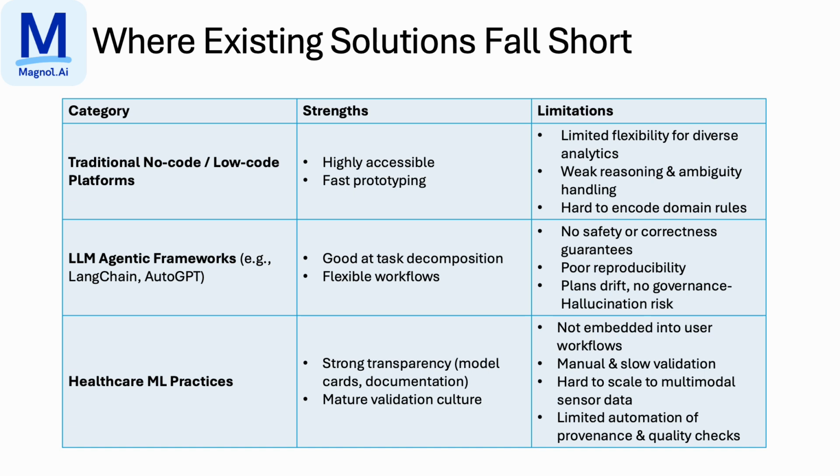LLM agentic frameworks like LangChain or AutoGPT are better at decomposing tasks and supporting flexible workflows. However, they come with significant risks. There are no guarantees of safety or correctness. Reproducibility is poor, and there is a real risk of plan drifting or the system hallucinating results, especially problematic in regulated environments.